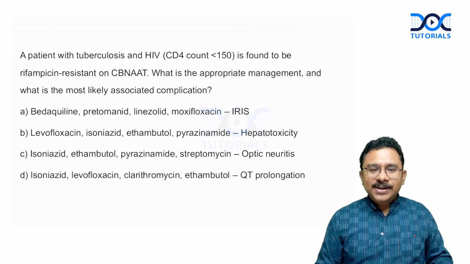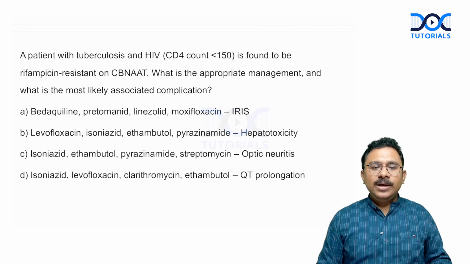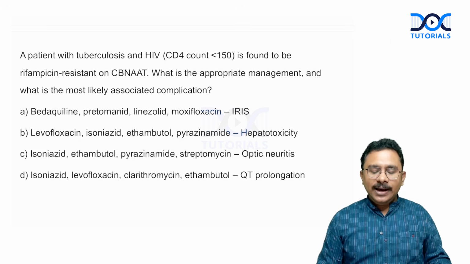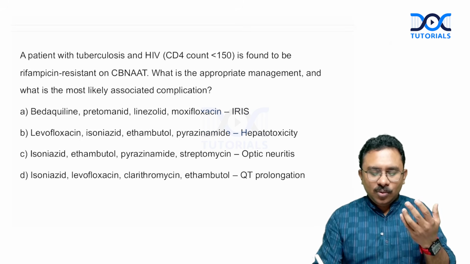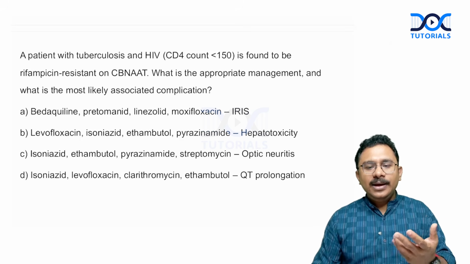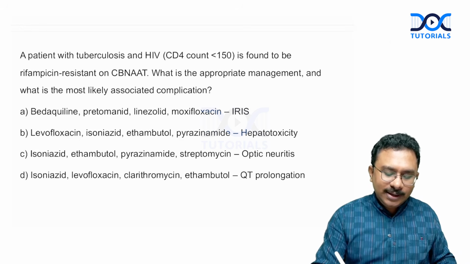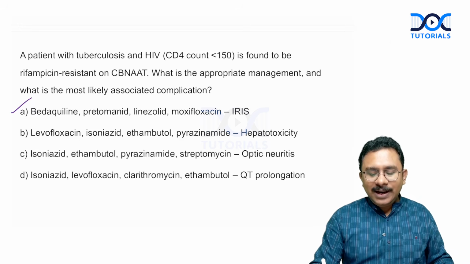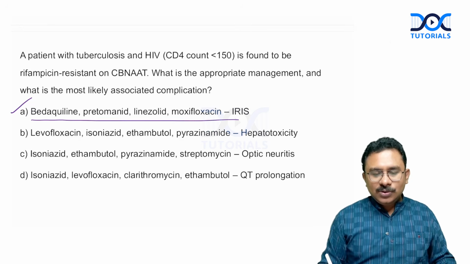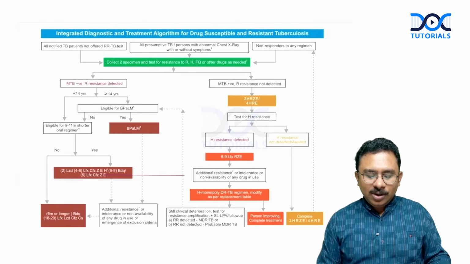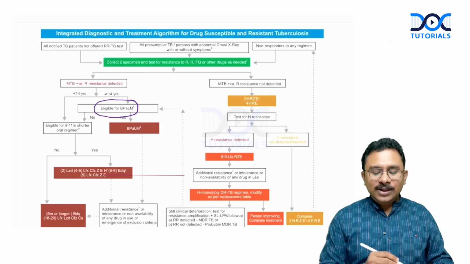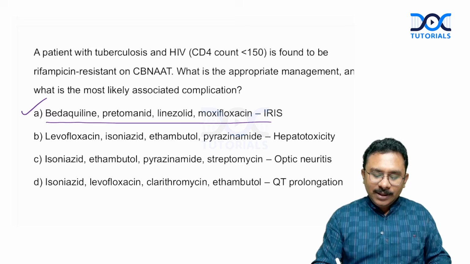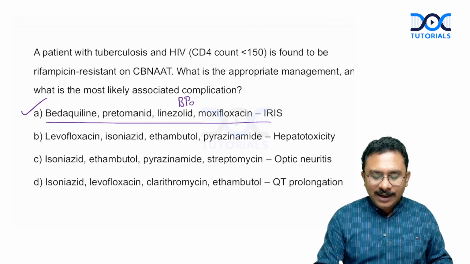Coming to the next question, a patient with tuberculosis and HIV is found to be rifampicin resistant on CBNAAT. What is the appropriate management and what is the most likely associated complication? See, if you look at the options, the only regimen that is in the NTP for this particular scenario is option A. That is the BPaL-M regimen. So just look at the latest algorithm on the management of tuberculosis, and you can see here the newer regimen, which is the BPaL-M regimen.